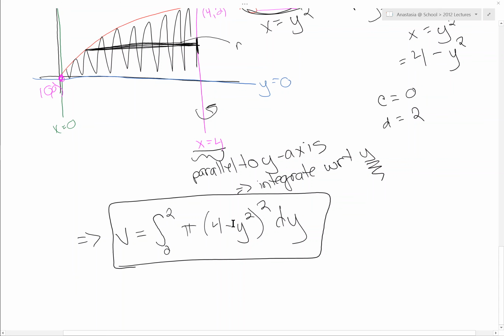Notice if we were asked to actually find the volume, so we would need to evaluate this integral, the easiest way to do that would be to square out 4 minus y squared with some algebra. But you should also be able to use a trig substitution here as well, but I highly recommend using some algebra to square out 4 minus y squared and then integrating that way. But for this example, this is all we need for our final answer.